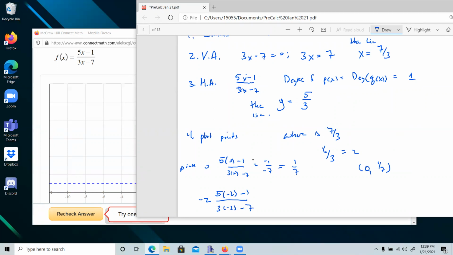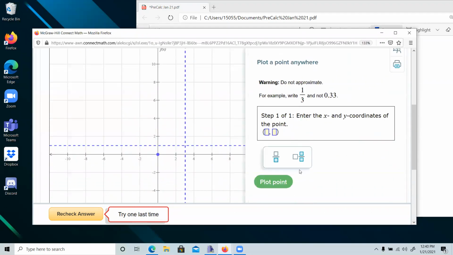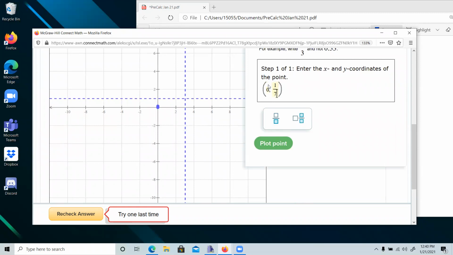All right, so what is this going to do for us? We have -10 minus 1 over -6 minus 7. This is going to be -11 over -13. These are both negative, so they cancel. So we have the point (-2, 11/13). I'm sure those are both delightful numbers. All right, so we have (0, 1/7).